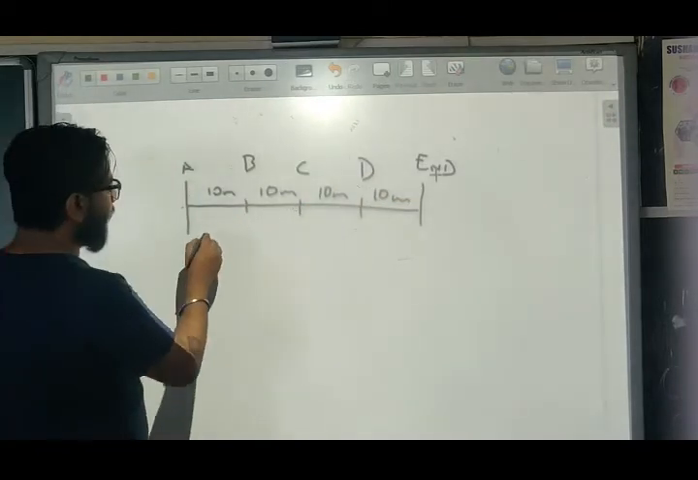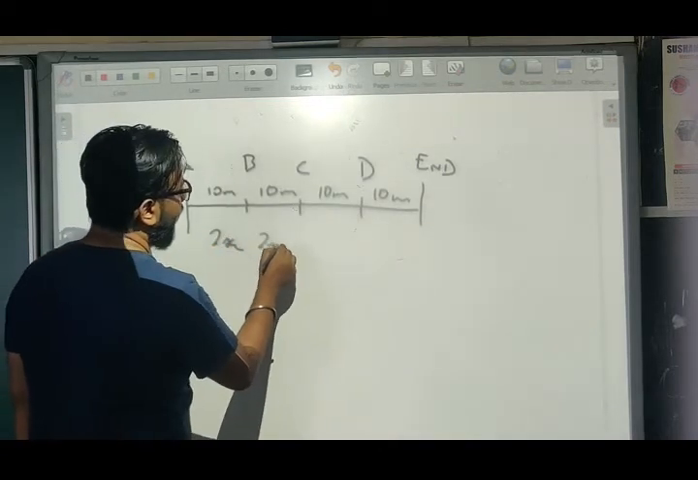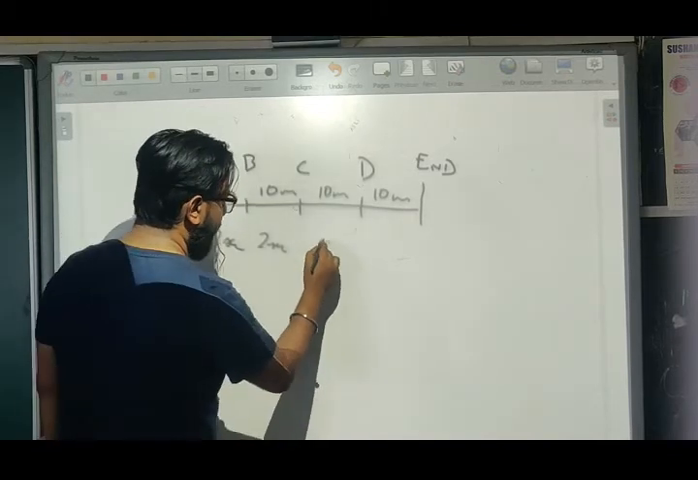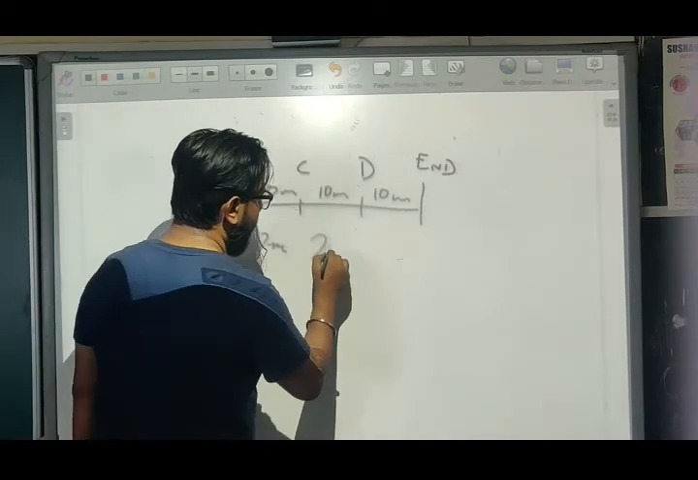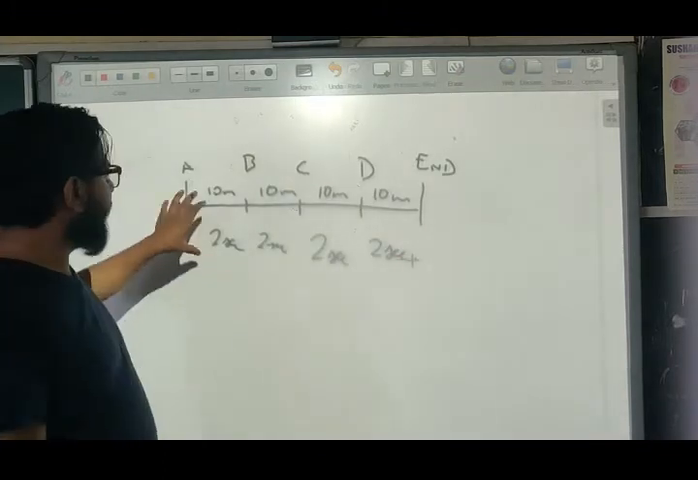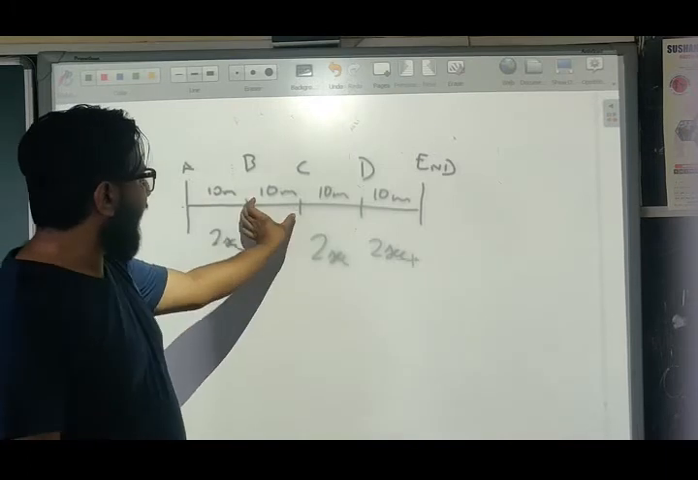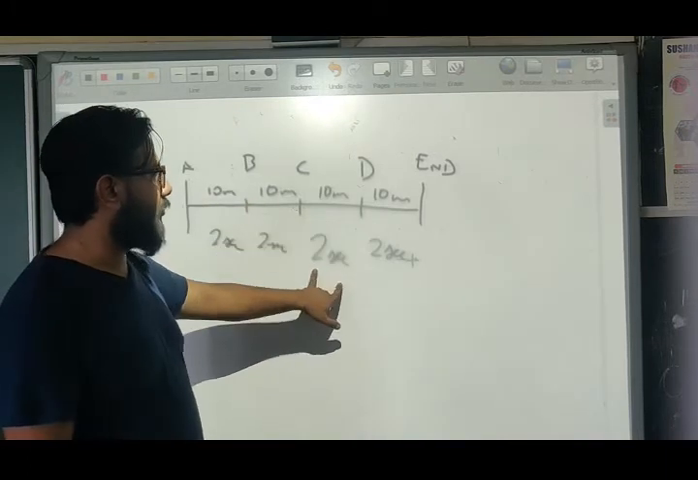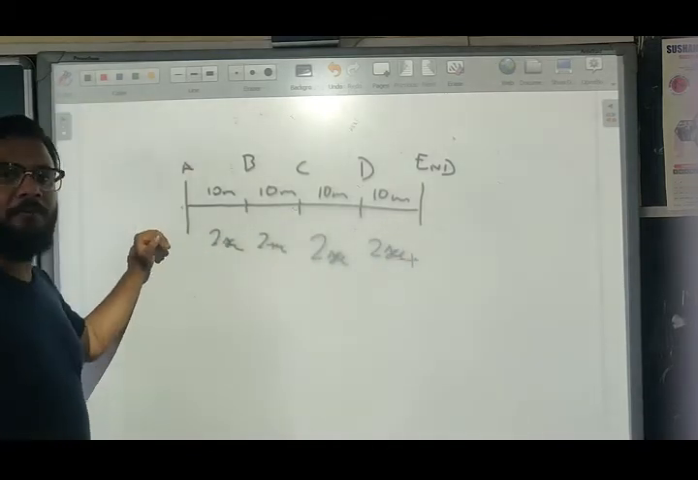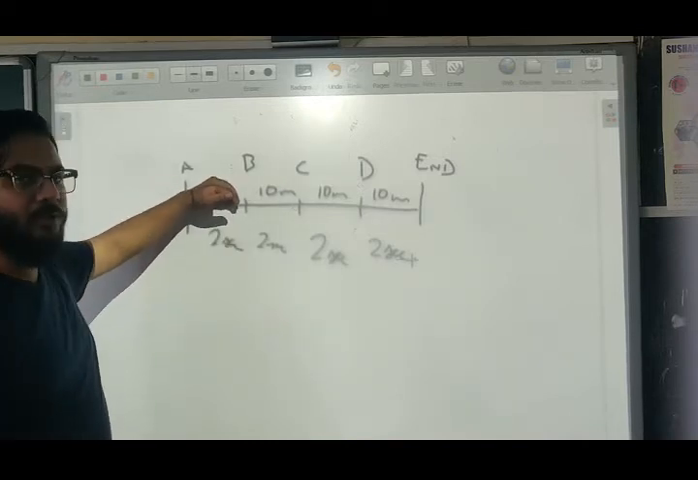If the person covers each of these sections in the same time, in this case 2 seconds, covers 10 meters in 2 seconds, the next 10 meters in 2 seconds, another 10 meters in 2 seconds, and the last 10 meters in 2 seconds, then the body is said to be in uniform motion. That is, as the time changes, the distance covered does not change.